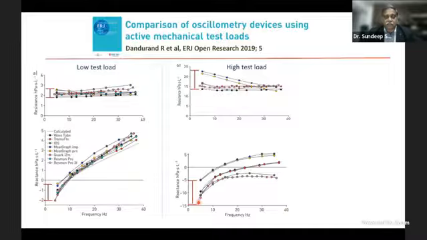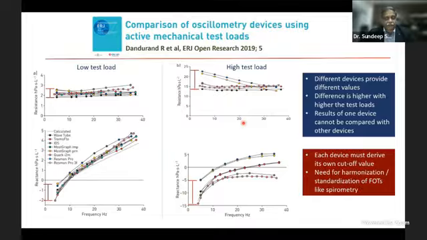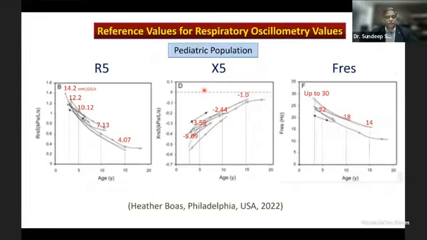Now, what does this mean for us in clinical practice? That different devices will give you different cutoff values. And therefore, if you have to make an interpretation, you have to derive the cutoff values for each device separately. If you do a test one day on this device and you do the test on another day in another device, you cannot compare that because they give you different values. Until all these devices get harmonized so that all of them actually give you the same value, we will have to live with these differences between the devices.